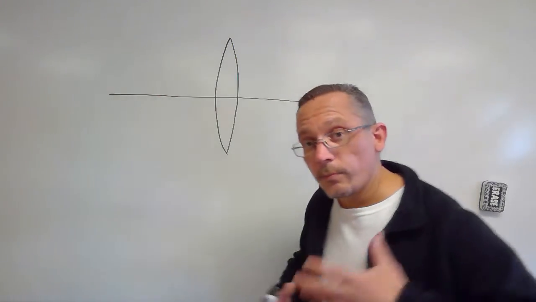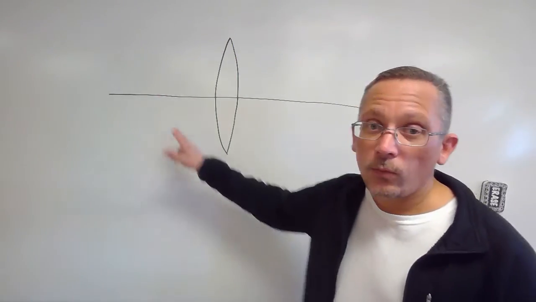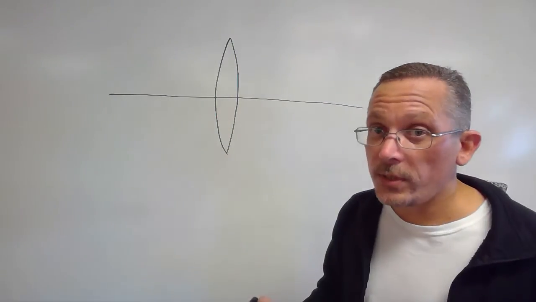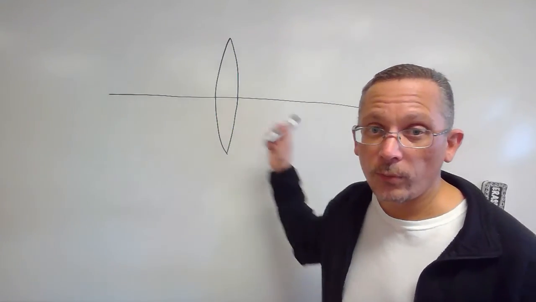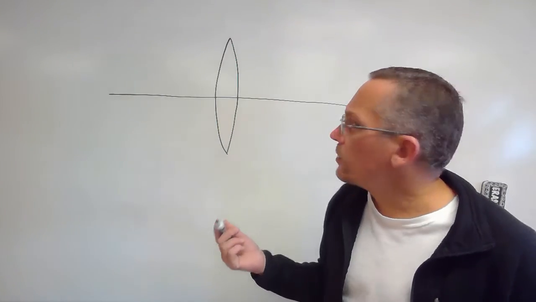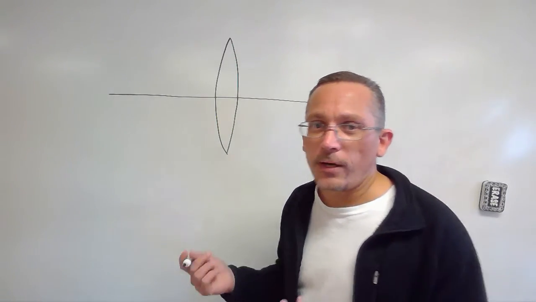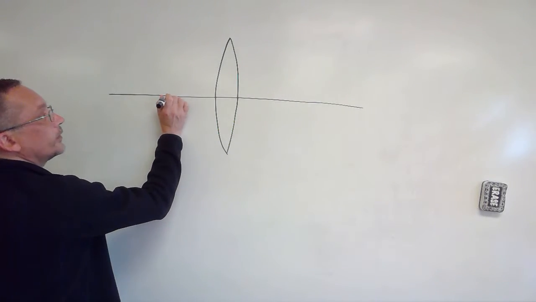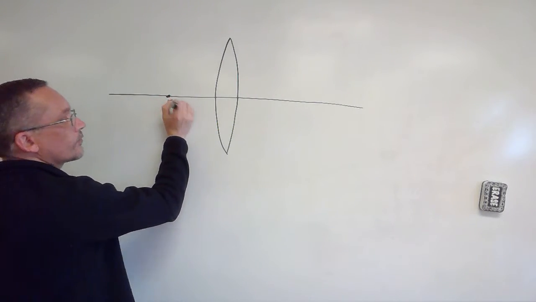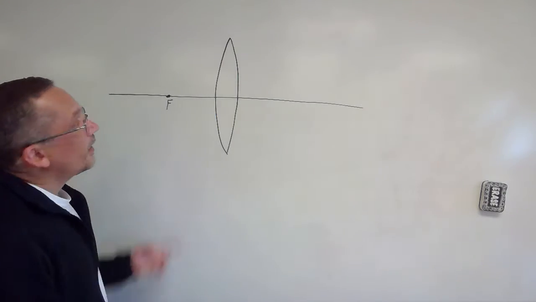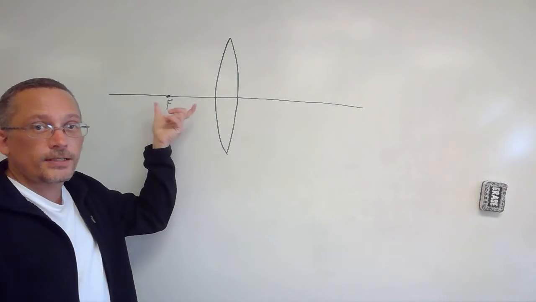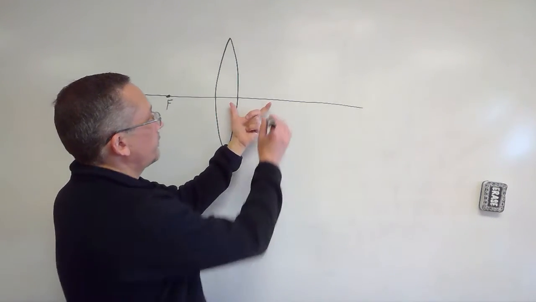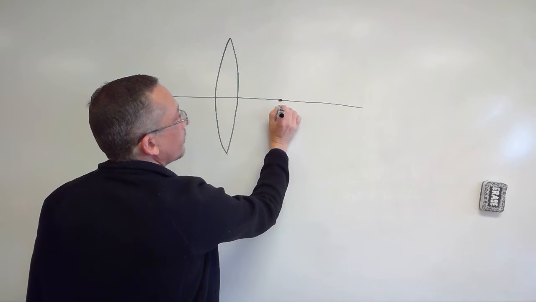Now with a mirror, you had a focus on one side or the other. For a lens, you have a focus on both sides. So we want to draw the focal point on both sides. Let's say the problem tells you where the focus is. I'm just going to say it's right here, just for the purpose of example. And then I want it to be also on the other side, the same distance away. So if it's this far, maybe it's right here.